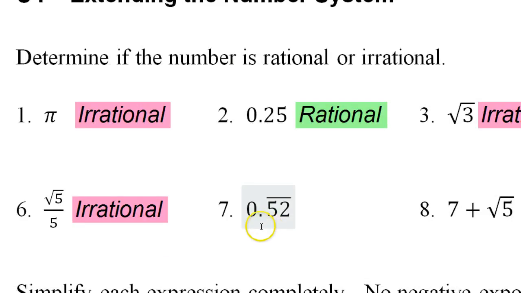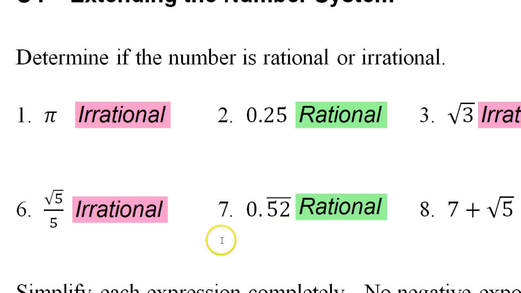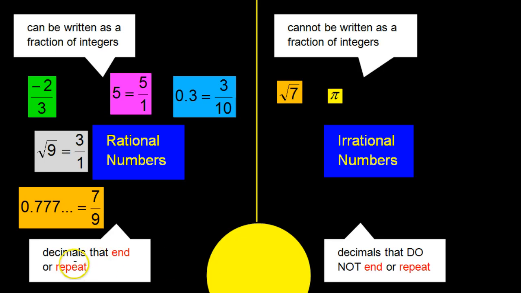Alright, what about the number 0.52? And this little line over the top of it means 0.52 repeating. So 0.5252525252. What about that? That is going to be rational. Can you tell me why? Looking at the second way of looking at it, decimals that end or repeat. Repeating decimals are always rational.